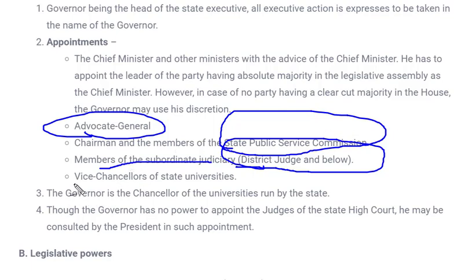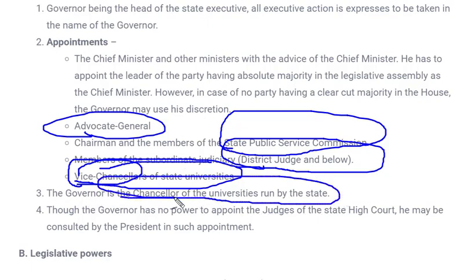Next is the Vice Chancellor of state universities. We know that there are several universities which we call state universities, which are aided or funded and run by the government. In that case, the Governor has the power to appoint the Vice Chancellor. Why does a Governor appoint the Vice Chancellor and why not the Chancellor? Because the Governor himself is the Chancellor of universities run by the state. That's why he appoints the Vice Chancellor of any state university.